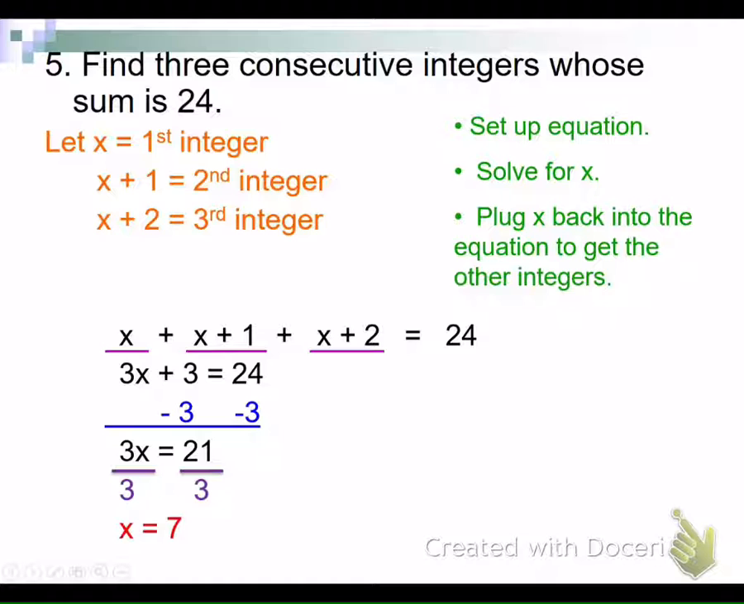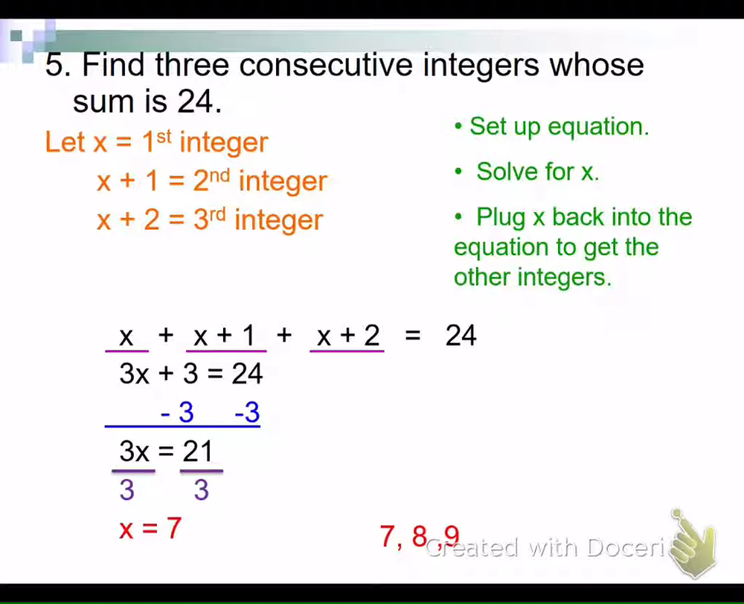X is 7. But I'm supposed to find how many integers? 3. So this is my x. What's my first integer? 7. What's my second integer? 8. What's my third integer? 9. Good. And if you plug them back in and you don't get 3 numbers that are right in a row, you've done something wrong. And if you add those 3 numbers back together and you don't get 24, you've done something wrong. These are tricky. We will practice these a lot today and tomorrow.